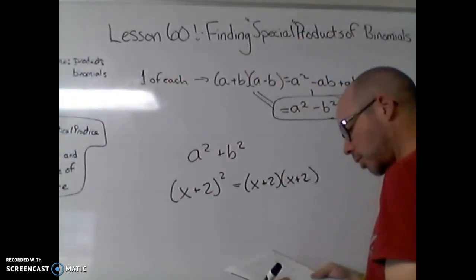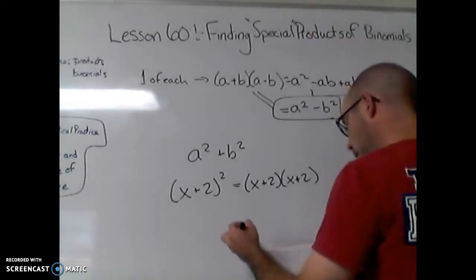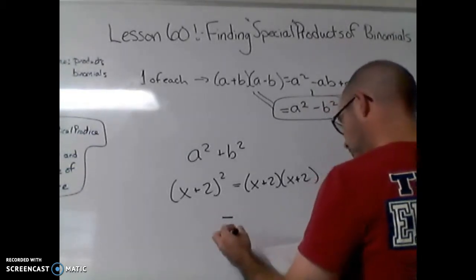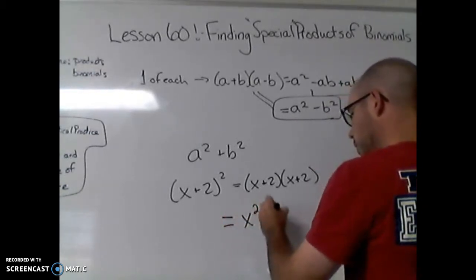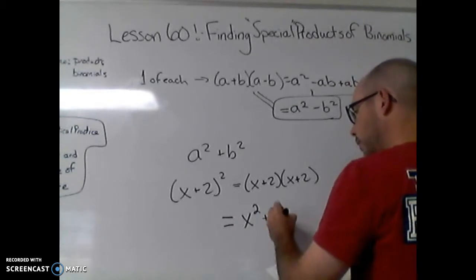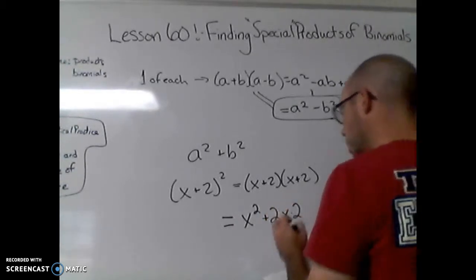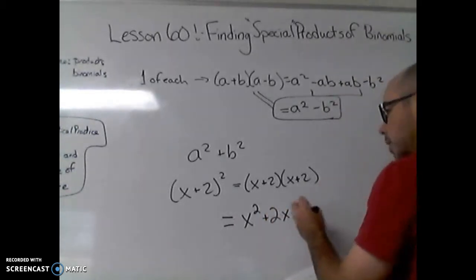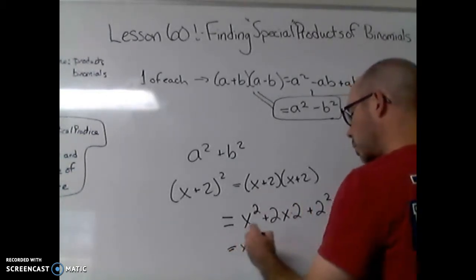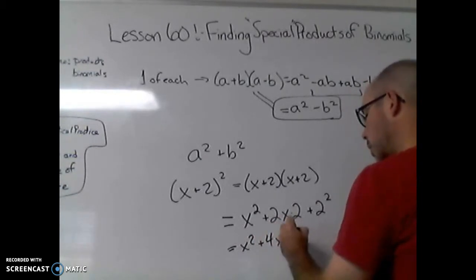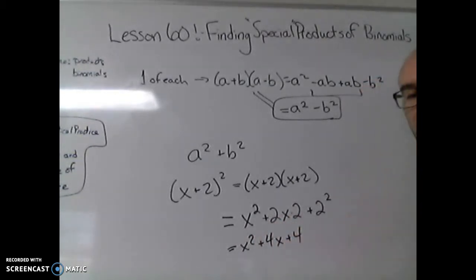(a + b) squared is a squared plus 2ab plus b squared. So if I apply the rule right away, I'll get the first thing squared plus 2 times the first thing times the second thing and the second thing squared, or x squared plus 4x plus 4. That math happens pretty fast if you do it that way.